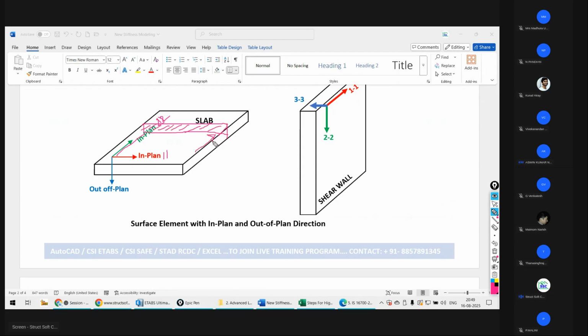In this direction, along the depth, it is going to become a direction of 1-2. Got it? Along the depth. Yes. It is the shear stresses, means plane forces. It is the plane forces. Like for the case of shear wall, the force in this plane acts as an axial force.